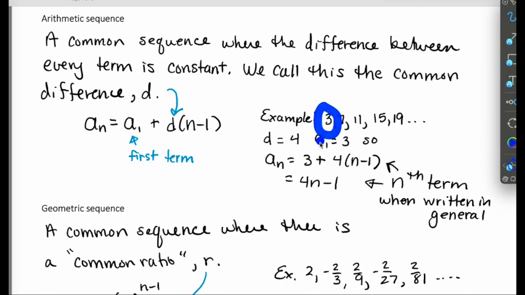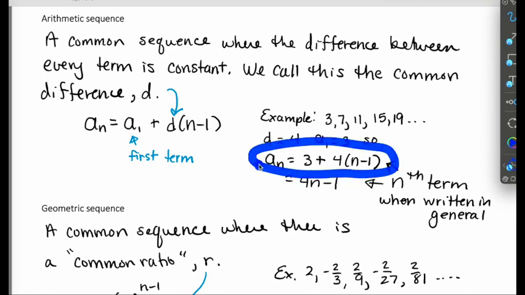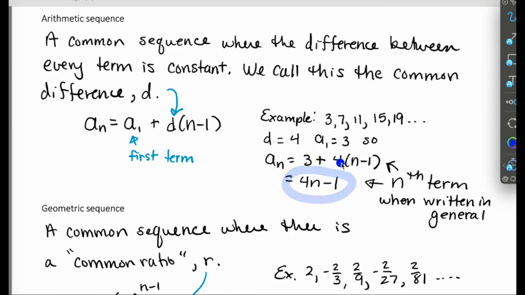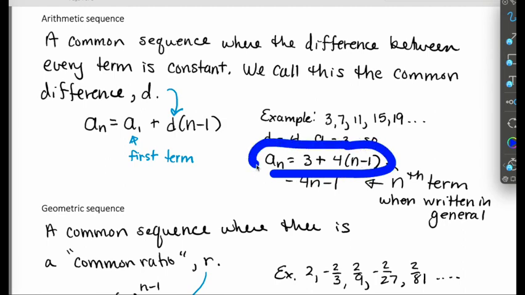My first term is 3. So when I plug this into my formula, this is going to be my 3. That's my first term. My common difference is going to be 4. And then I multiply that by the quantity of n minus 1. So I could either write my nth term for my arithmetic sequence like this, or if you want to simplify it, you get 4n minus 1 if you distribute that 4. So either one is fine, but this is the general formula that we use.